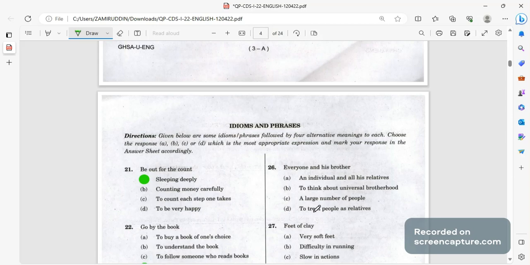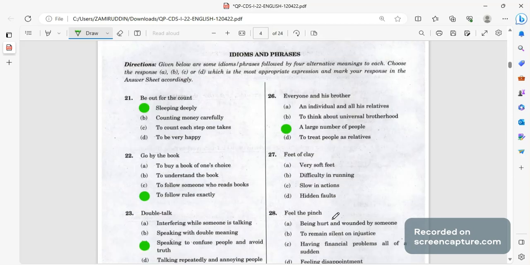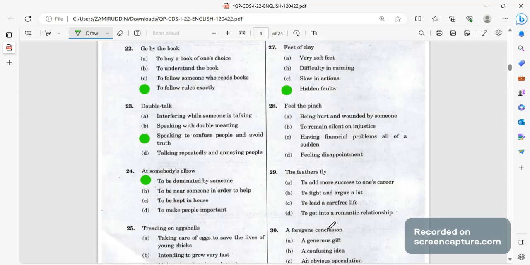Everyone and his brother मतलब a large number of people, सभी को संबोधित करते हैं ना हम लोग. सभी, everyone, सारे लोग और उनके brothers. Everyone and his brother मतलब a large number of people. Feet of clay, hidden faults. हाँ, feet of clay मतलब अंदरूनी कुछ faults हैं तुम्हारे अंदर. Feet of clay मतलब hidden faults that you might have.